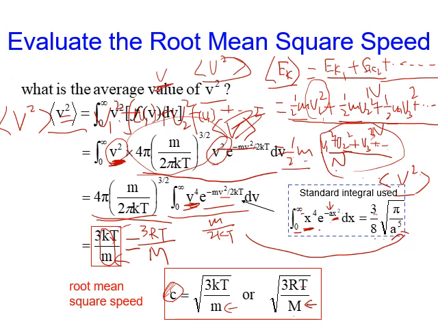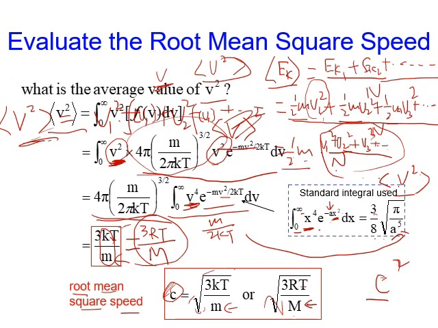Now in statistics, we sometimes square root this one. After square root, we call this root mean square speed, because this is the mean square speed, or the average square speed, and we square root it, and that's called the root mean square speed. If you square it, that will give you the average value of v squared.